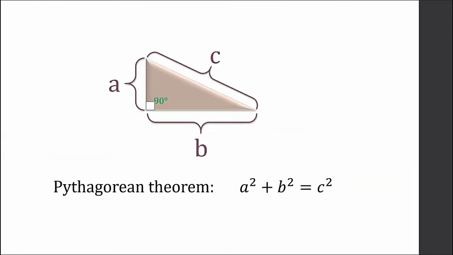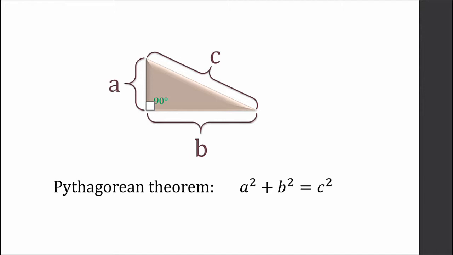The Pythagorean theorem shows the relationship between the sides of a right triangle. Specifically, the Pythagorean theorem states for any right triangle that the sum of the square of the two short sides equals the square of the long side. Said another way, a squared plus b squared equals c squared.